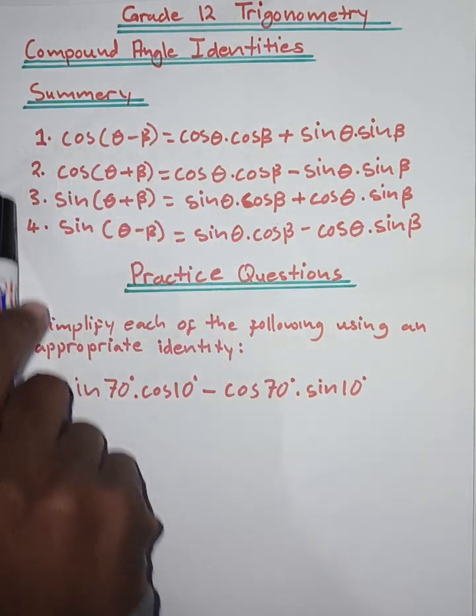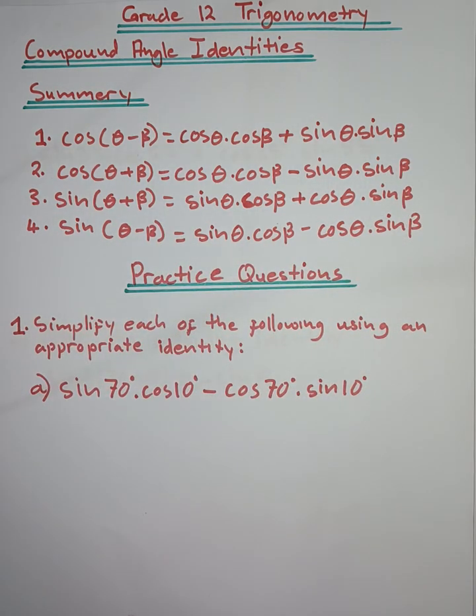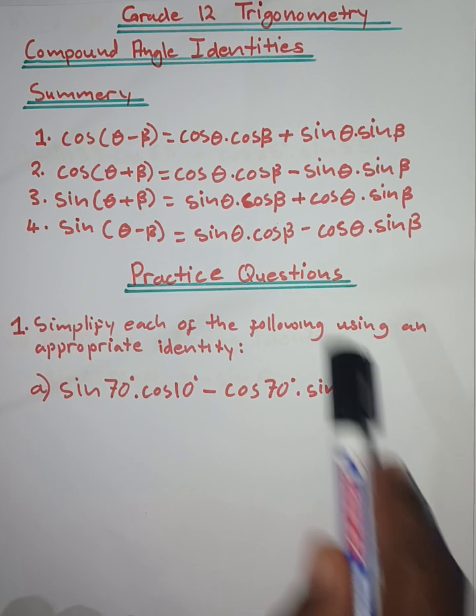These are the four compound angle identities that you get in grade 12. They do come in exams, so it's better for you to be friends with them, so that you don't battle when you are in the exam. We're going to do two questions just to practice this idea of the compound angle identities. Also, in the next video we're going to look at more questions to embed this idea.